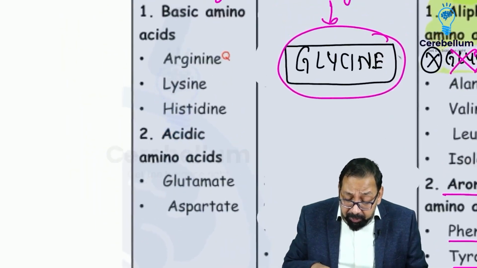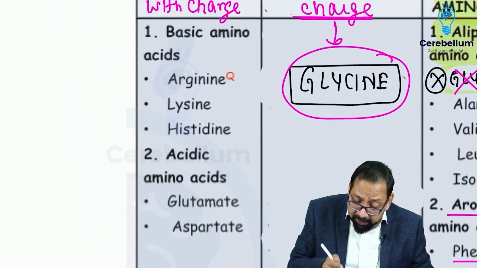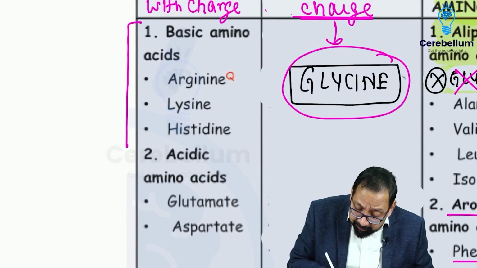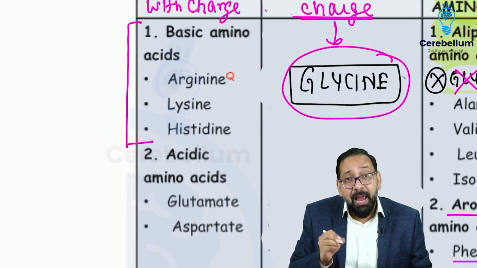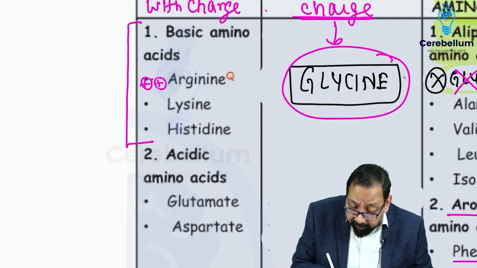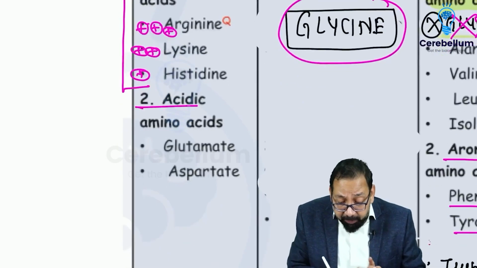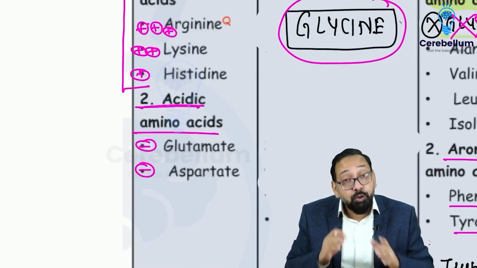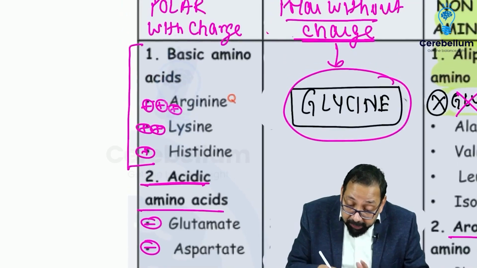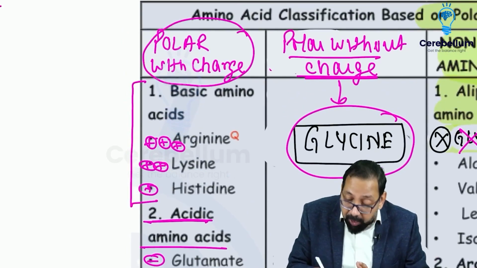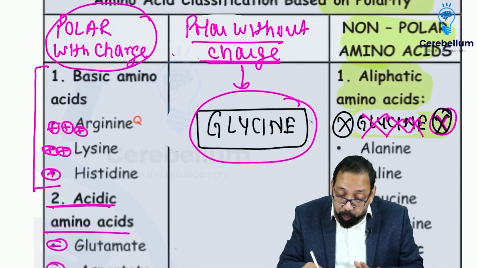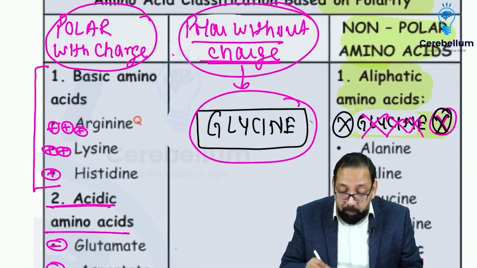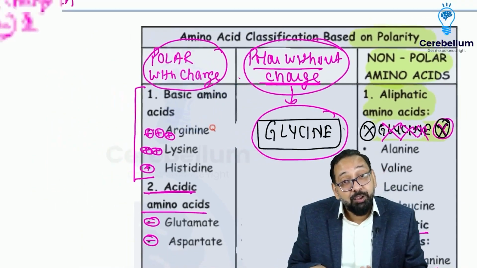Now, we have just discussed that basic amino acids are essential, and they have positive charge. Acidic amino acids are non-essential and have negative charge. So they are polar with charge. Other than these two groups, all the remaining amino acids are polar without charge.